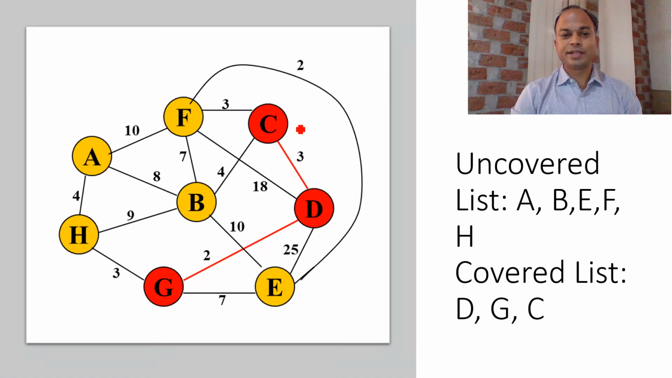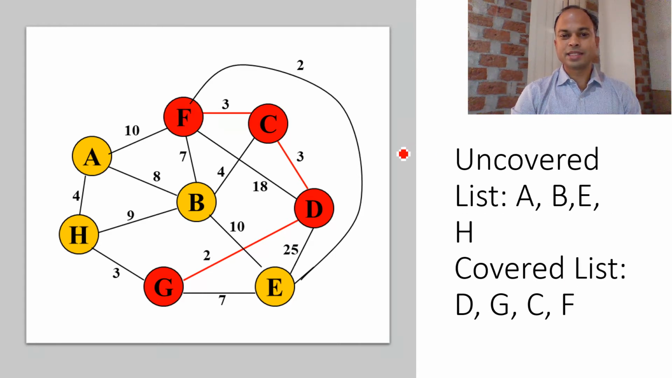Now we are taking vertex G. Selection here is very simple because the distance from D to C is 3. The distance from D to F is 18. All remaining distances are higher. And further, G to H distance is 3. So we can take either H or C. The choice is ours because both distances are the same. We have taken vertex C. Now the covered list contains vertex C also and we have removed vertex C from the uncovered list.